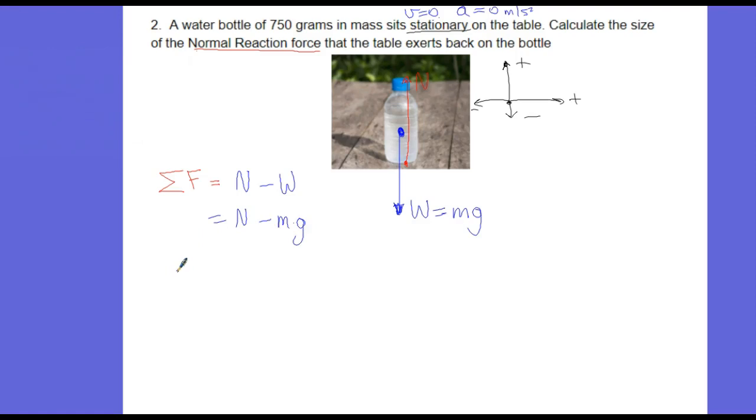Now, what else do we know about the net force? Overall, what should that be equivalent to? 0. Very good, because it's stationary and the acceleration is 0. Because it's stationary.